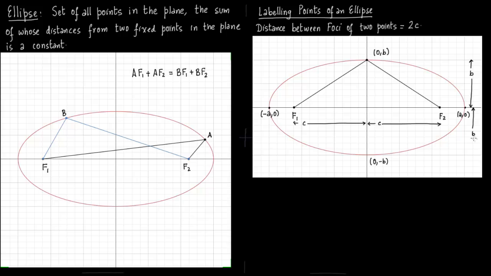Notice that the minor axis does not contain the foci. So the minor axis length is 2b. Now the major axis goes from (minus a, 0) to (a, 0). Notice that we call the axis the major axis only if it contains the foci. Now you can see the length of the major axis is 2a.